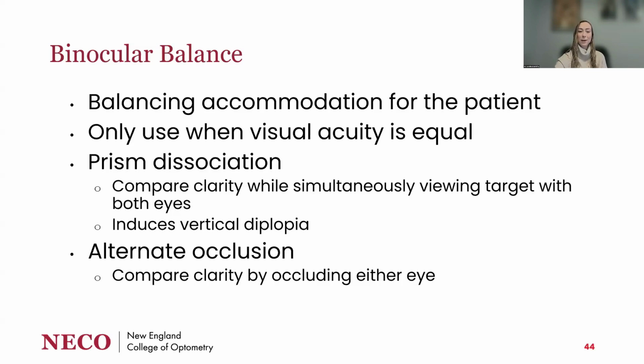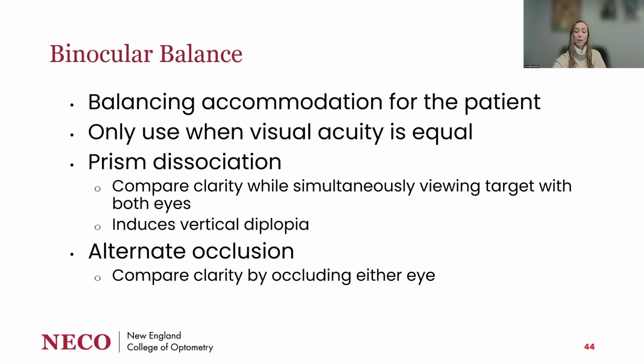Prism dissociation compares our clarity while they're simultaneously viewing two targets. This can induce vertical diplopia since we are adding base down over one eye and base up over the other eye, and they're able to see both options simultaneously. Alternate occlusion is when they compare when the examiner covers one eye at a time and asks them which one is more clear.